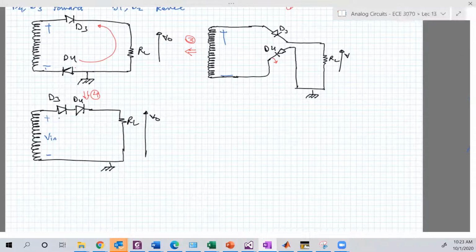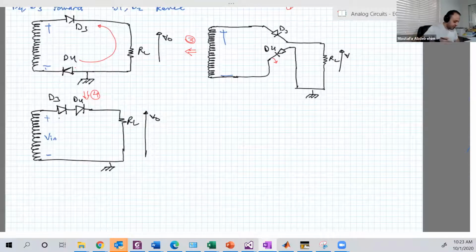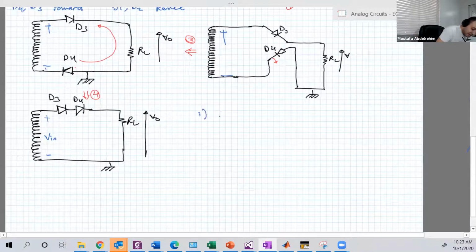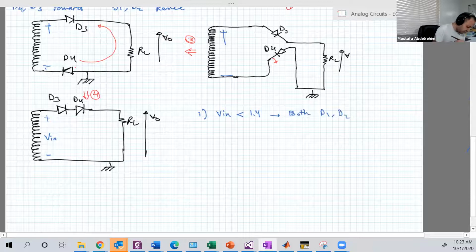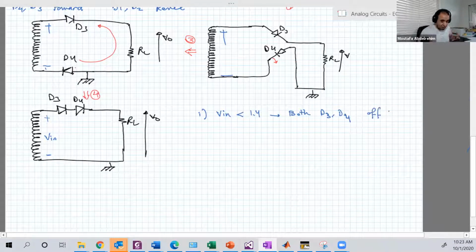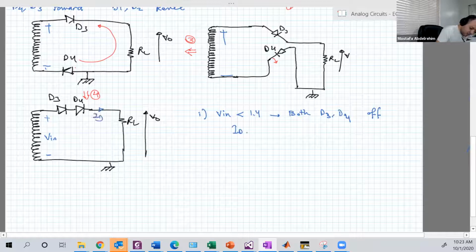It's going to be anything above 1.4 volts. That's right. So we have 2 conditions again. If Vin is less than 1.4, then both D3 and D4 are forward but off, because to be on in forward we need 0.7. And in that case, ID is equal to 0. So VO, which is equal to VRL, is equal to 0 as well.